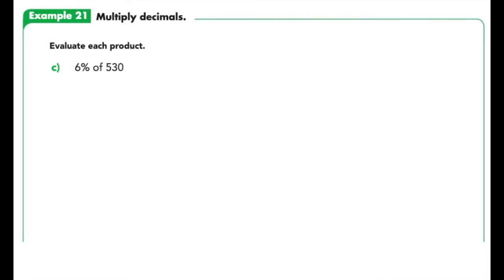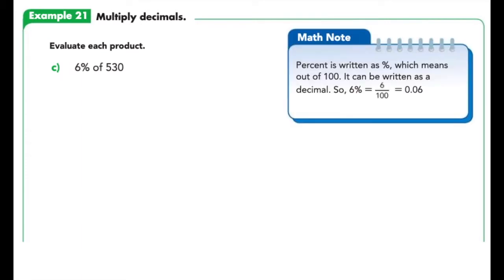The last example that we're going to look at here with multiplying decimals is finding a percent of a number. And in this problem here, we're trying to find out what 6% of 530 is. It's important to note what a percent actually is. So if you take a look at the math note here, a percent is written with this symbol, and it means out of 100. Percent means out of 100.